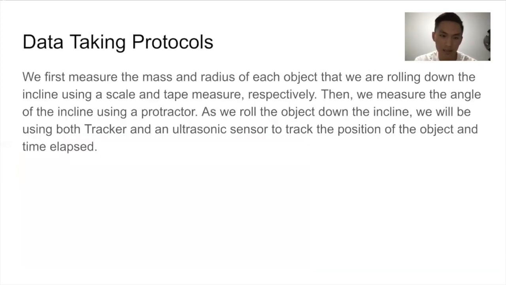So the steps in taking the data: we first measure the mass and radius of each object. Then we measure the angle of incline. And then we roll the object down the incline. We will collect ultrasonic sensor data, and we will record a video of the object going down the incline and then analyze it using Tracker.